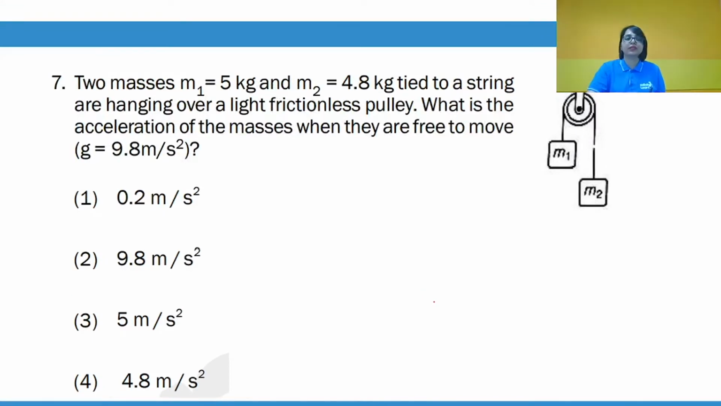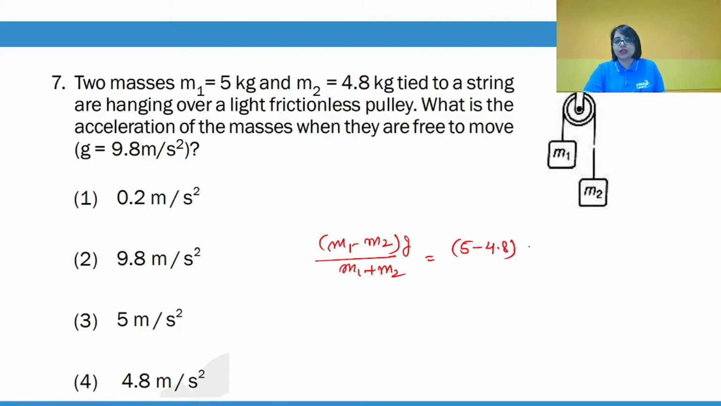Next is question number 7. Two masses, M1 is 5 kg and M2 is 4.8 kg, tied to a string, are hanging over a light frictionless pulley. We need to find the acceleration of the system. So acceleration will be (M1 minus M2) G divided by M1 plus M2. So it will be (5 minus 4.8) times G, G is 9.8, divided by M1 plus M2, that is 9.8.